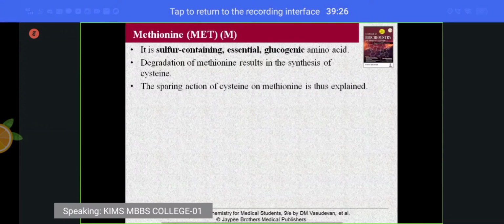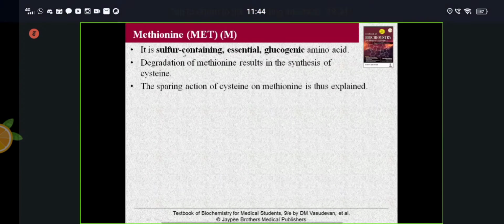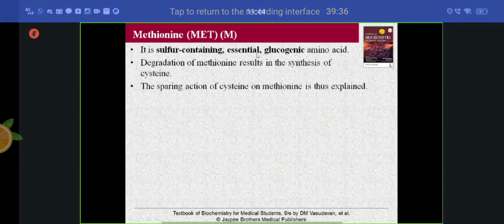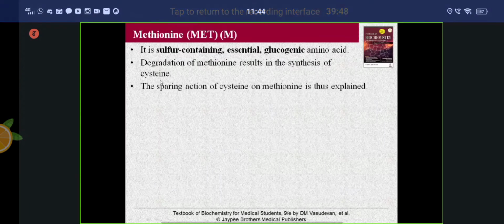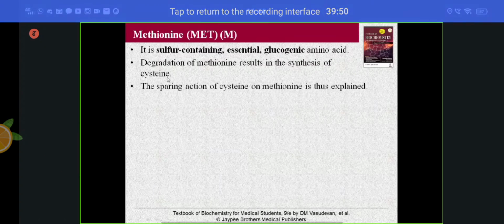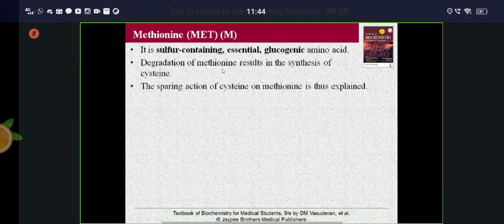Methionine is very important. It's expected as an essay. It is a sulfur containing essential amino acid, and glucogenic. We have to take it in our diet; we can't synthesize it in the body. On degradation of methionine, we get cysteine. Cystine is formed when you combine two cysteine molecules. Methionine is sulfur containing, and cysteine is also sulfur containing.